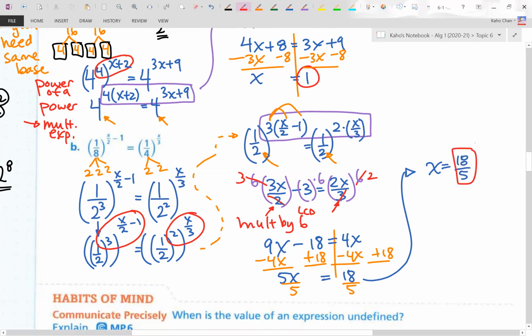Don't worry about the problem itself, but recognize what I was trying to do: get the same base by extracting powers, breaking down the bases so they can match up to each other.